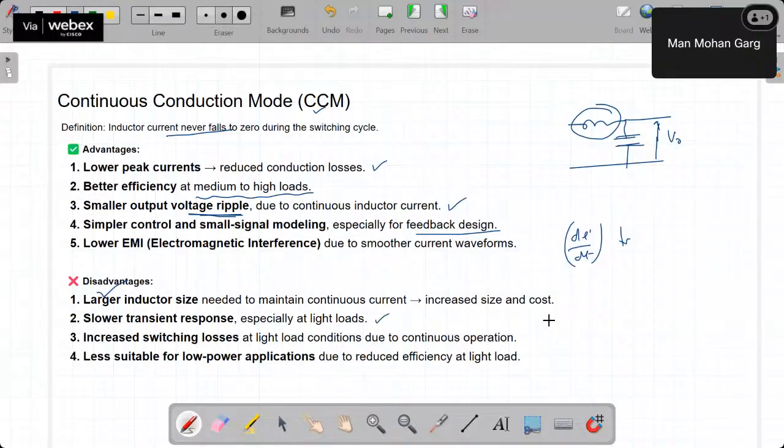So slower transient response, increased switching losses, because the switch will be on and off for more time, so it increases the switching losses. Then it is not suitable for low power applications due to its light loads. At light loads, CCM is not better. At light loads, DCM is better. DCM has better efficiency.